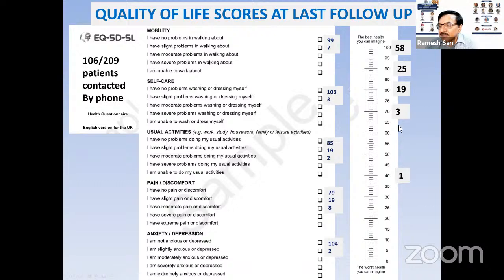There was one who was very bad. There were three cases which were okay from the 70-point point of view. If we look at their activities also, their anxiety, depression, pain, discomfort, usual activities and self-care activities, we were not disheartened by the situation at this stage, which is a variable follow-up from a few months to a few years.